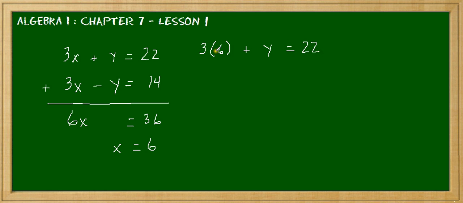I kind of like this one only because I would have ended up with a negative y over here. So what do we have? 18 plus y is equal to 22. And if we subtract 18 from each side, y is going to be equal to 4. Okay, so we had 18. We'll subtract it from 22. So y is equal to 4. And our ordered pair then would look like this, 6 and 4.